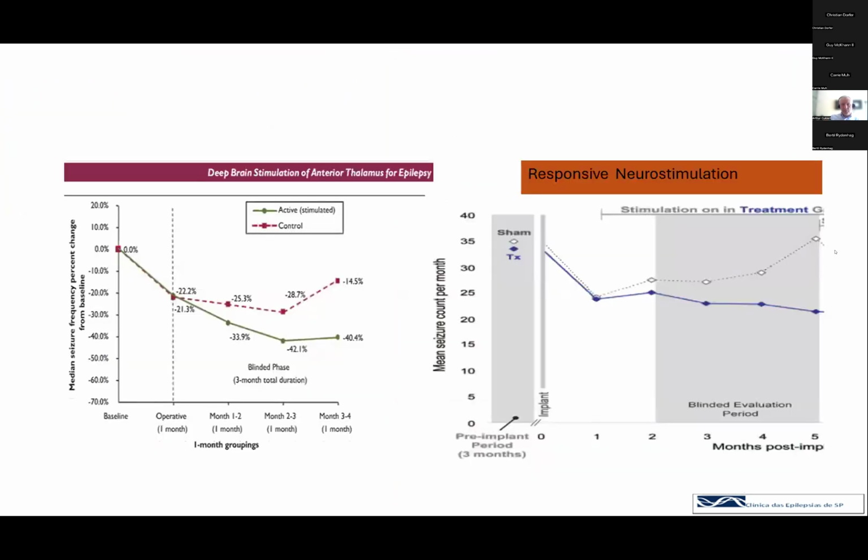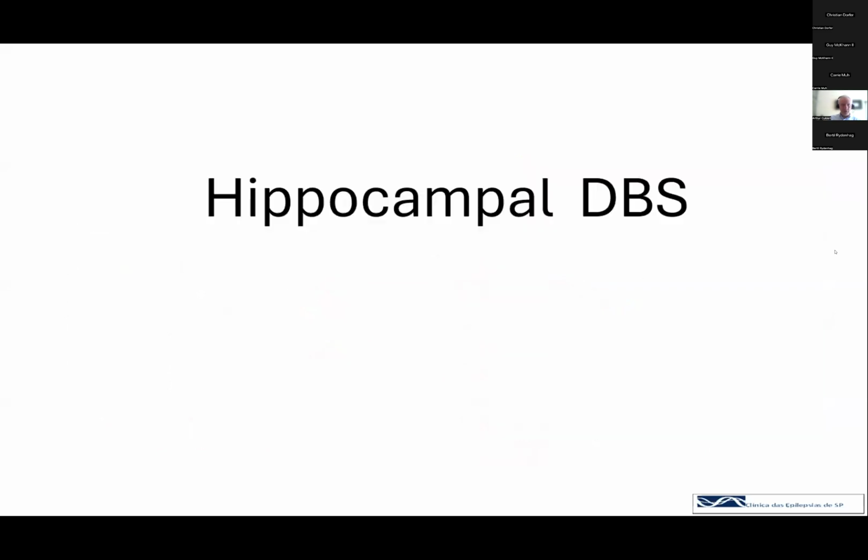These are the initial 2 pivotal studies I just mentioned for ANT and responsive neurostimulation. You see that this is the controlled, blinded phase of each of the studies, and the shapes of the curves are pretty much similar. They're very similar outcomes regarding this patient population.